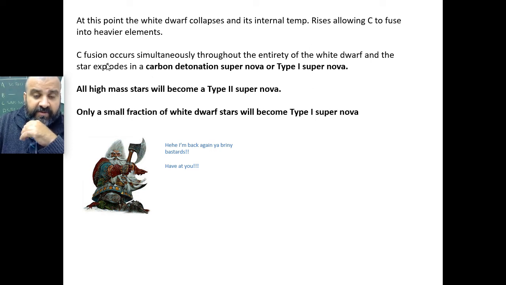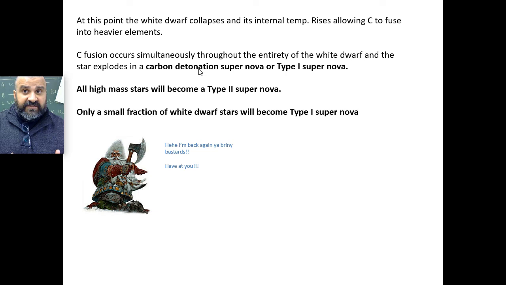But that collapse causes that carbon fusion not to happen just at the core, but throughout the entirety of the white dwarf star. Right? The entire white dwarf star was a carbon core. And as it collapsed, that entire carbon white dwarf ignites. It starts going through nuclear fusion everywhere, not just in the center, but everywhere all at once. So the carbon fusion occurs simultaneously throughout the entirety of the white dwarf, and the star explodes in a carbon detonation supernova, or type 1. Okay?